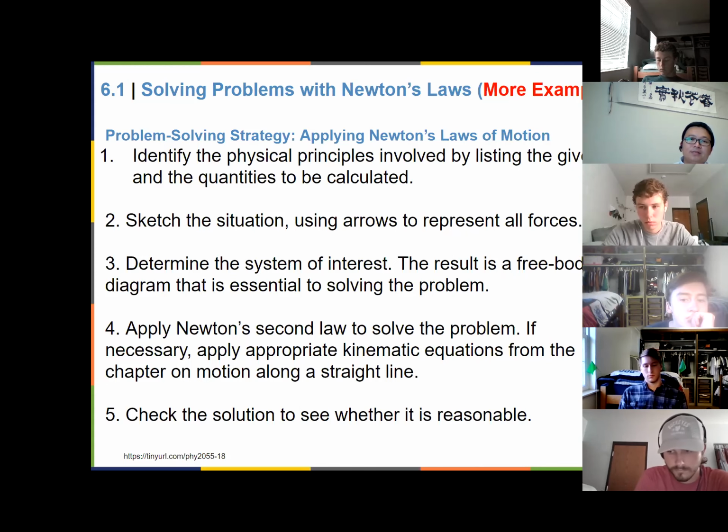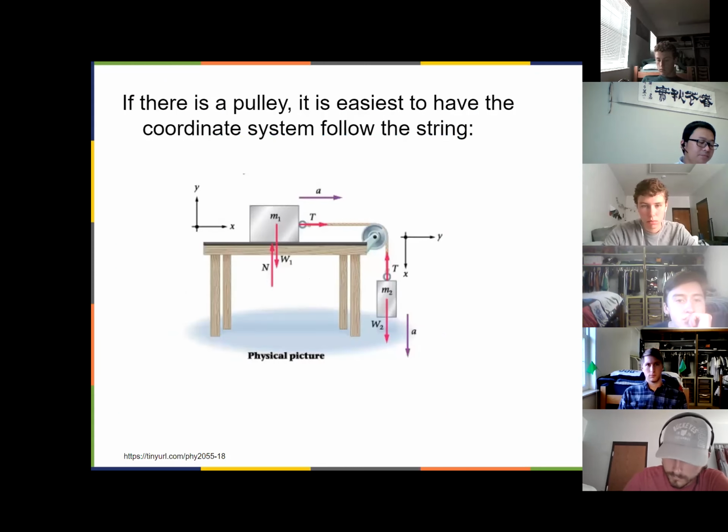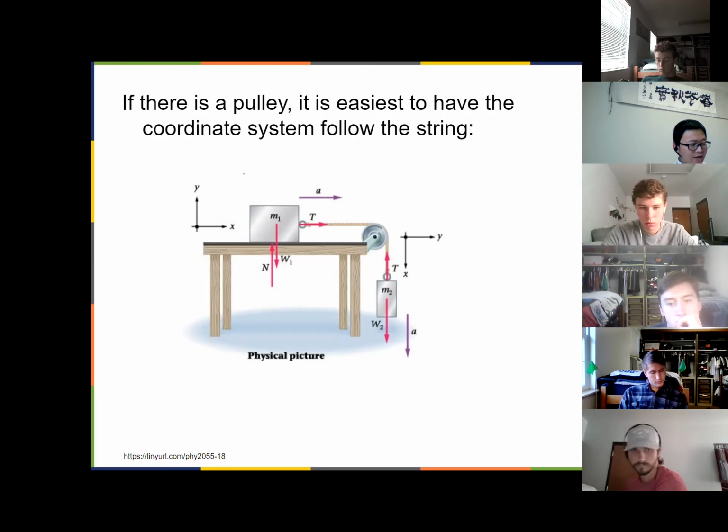All right, so last time, or maybe the time before, I don't quite remember, we talked about two objects in contact. I believe it was like two lectures ago. When we look at two boxes in contact, they share the same acceleration and motion. So in that case, you can treat them as one system.